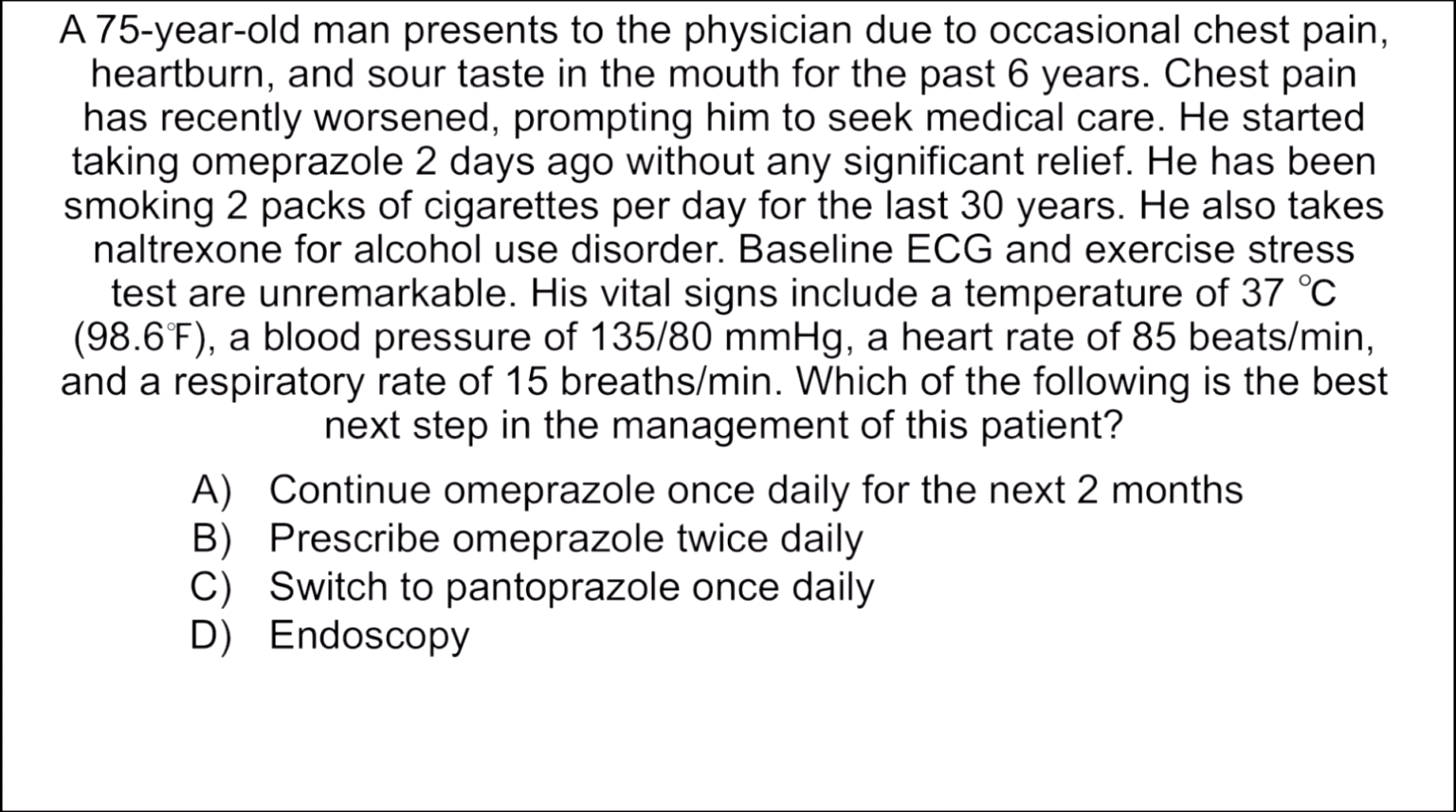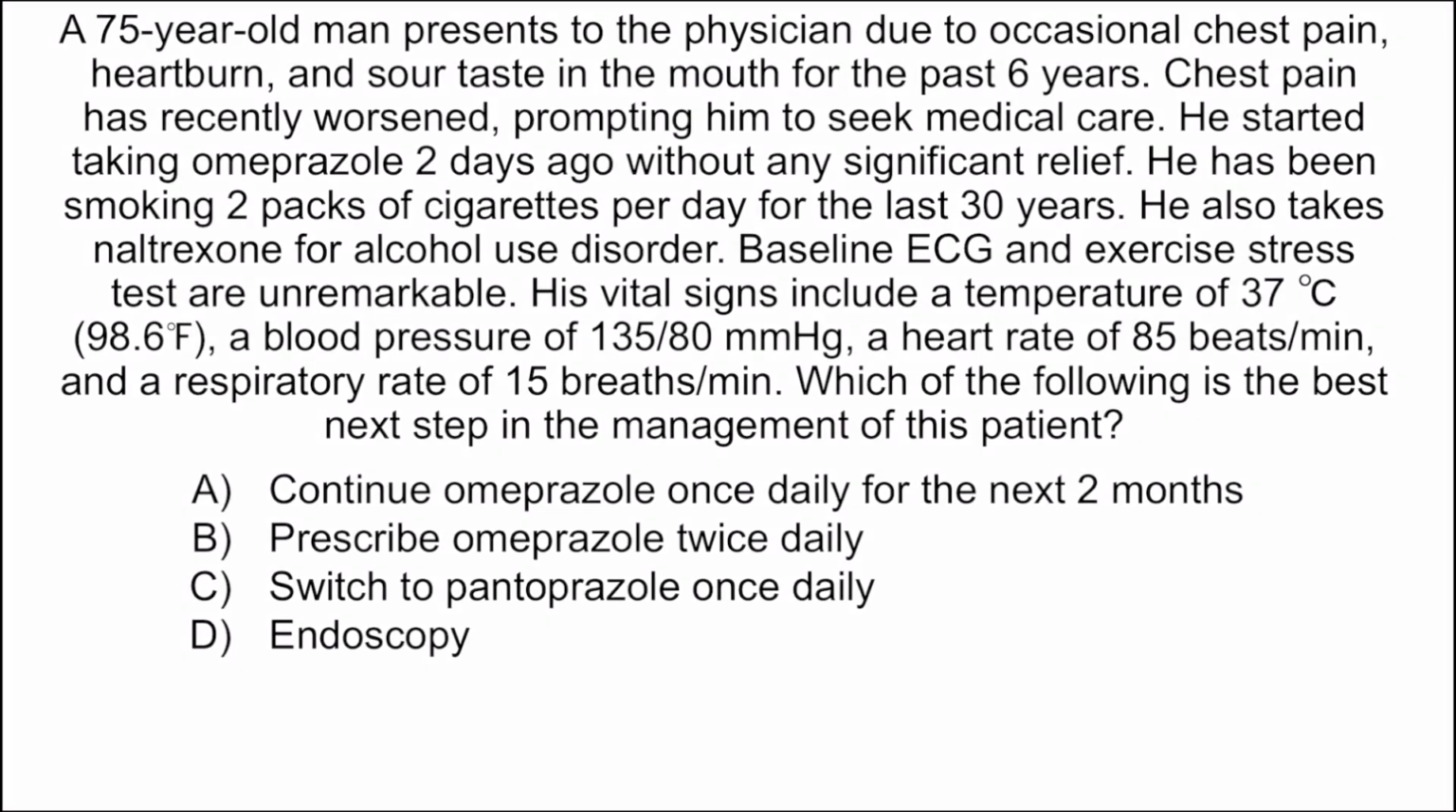Baseline ECG and exercise stress tests are unremarkable. Vital signs include temperature of 37 degrees Celsius, blood pressure of 135/80, heart rate of 85, and respiratory rate of 15. Which of the following is the best next step in the management of this patient? A. Continue omeprazole once daily for the next 2 months. B. Prescribe omeprazole twice daily. C. Switch to pantoprazole once daily.